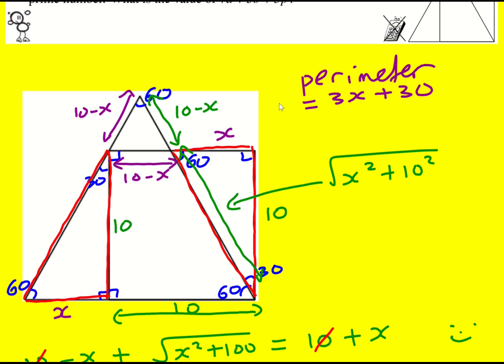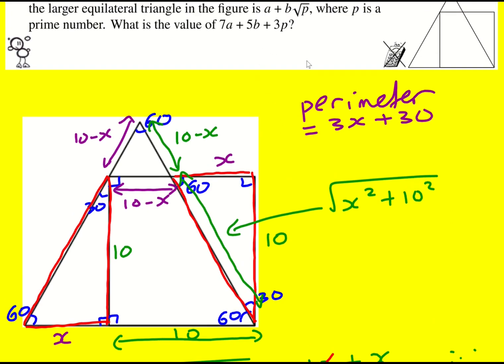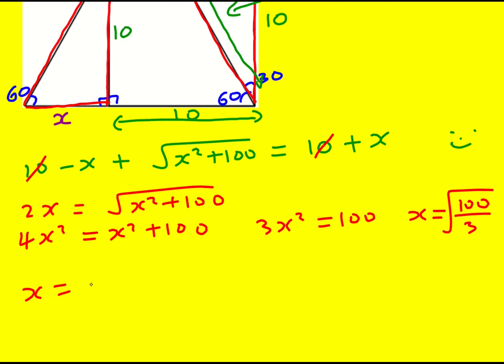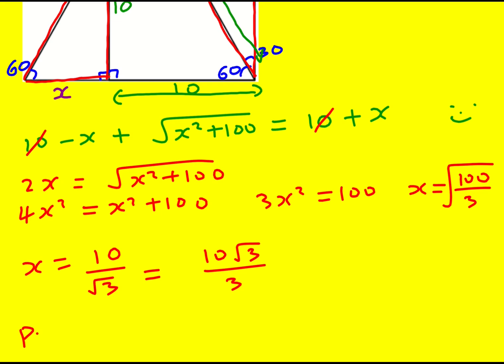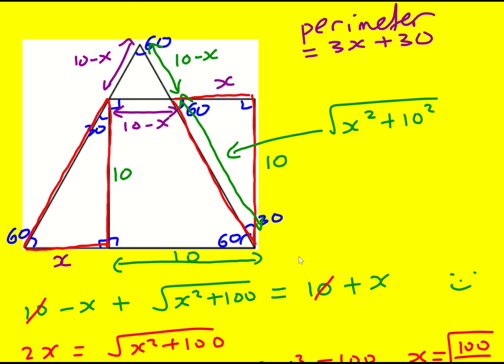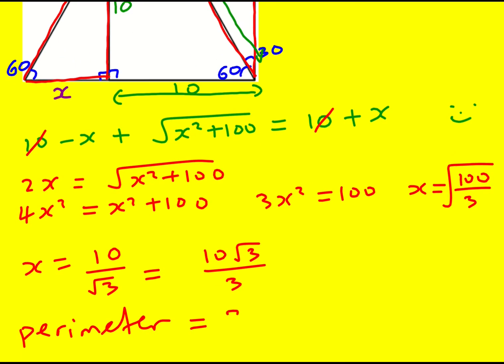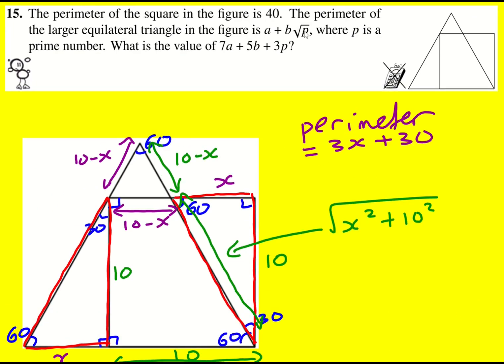In the final answer, they leave the perimeter as a plus b root p. At the moment, I'm dividing by a third, so I can write it as root 100, which is just 10, divided by root 3. If I times top and bottom by root 3, I'm going to get 10 root 3 over 3. So the perimeter is then going to be 3x plus 30. So 30 plus 3 times this thing, it's 30 plus 10 root 3. And we've got it in the right form because remember we had to have it such that this was a prime number.